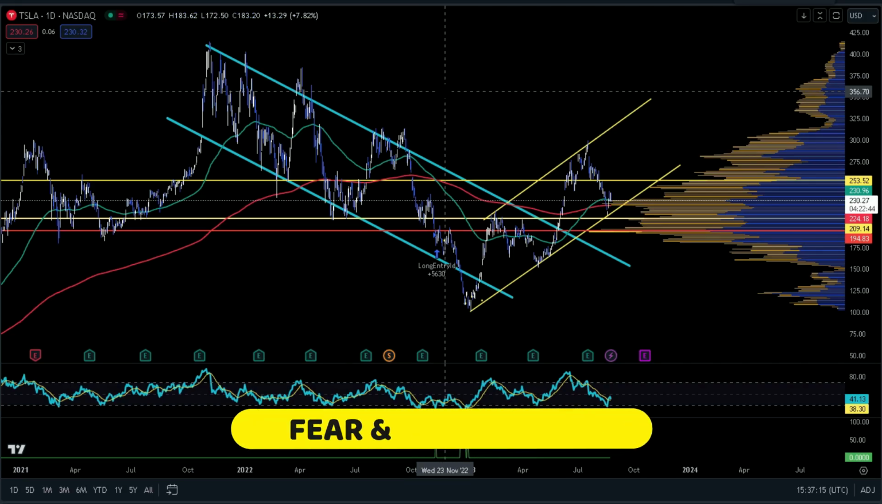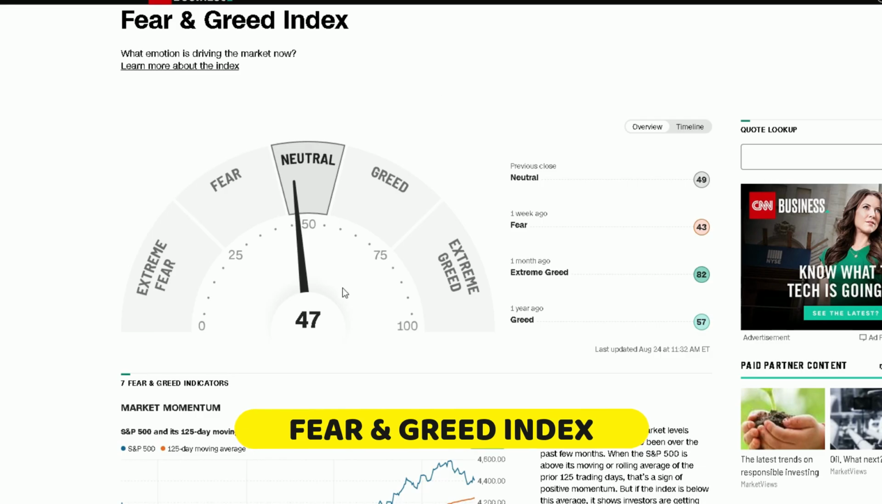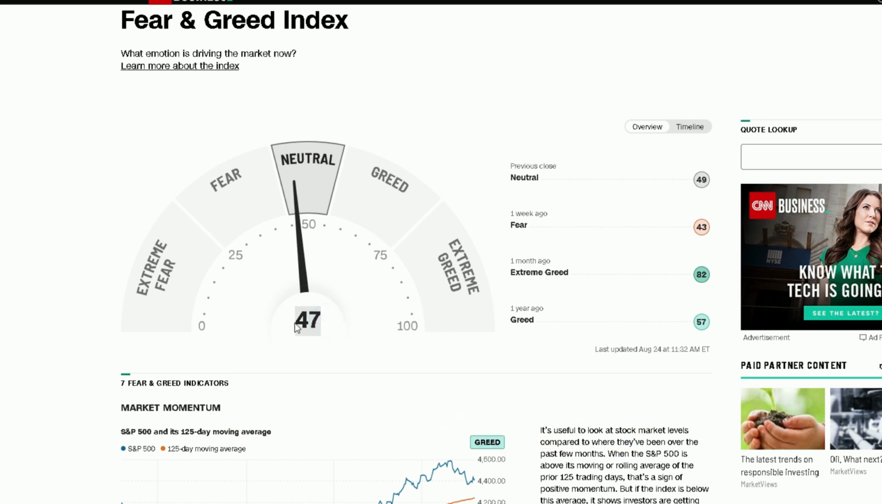So talking about all the index, let's quickly jump into the fear and greed index. Look at this, we are in the neutral range at 47. Just last month we were in extreme greed, and at that time I was talking about there will be a dip into the neutral range or the fear area, and we are here right now. Hopefully we continue back upwards towards the greed section.